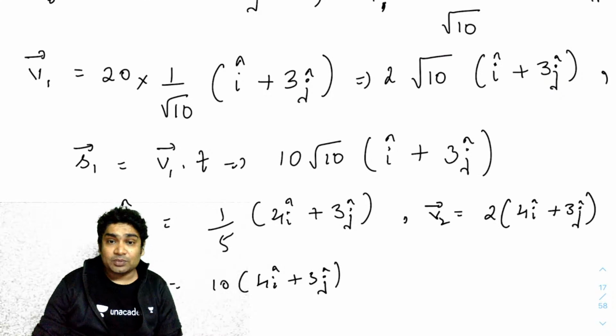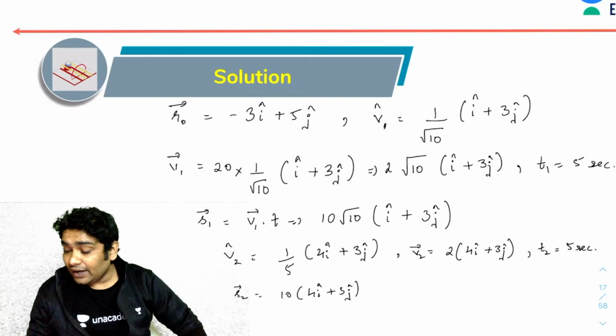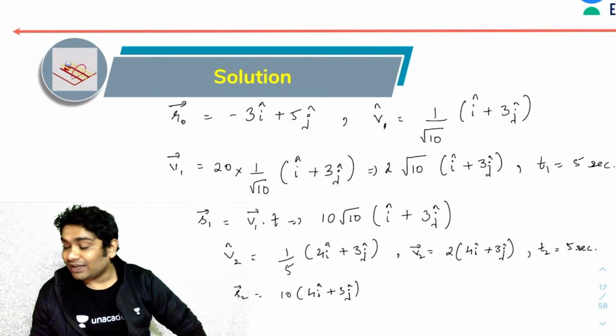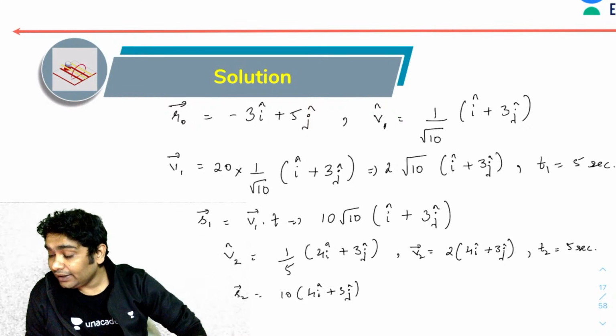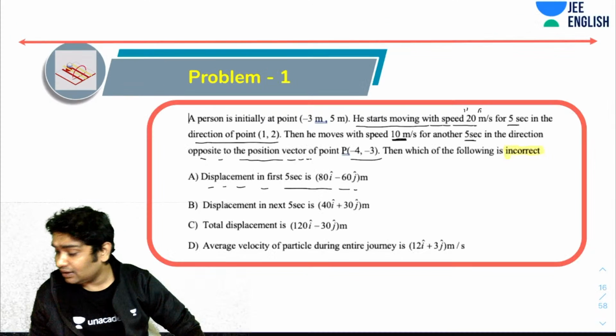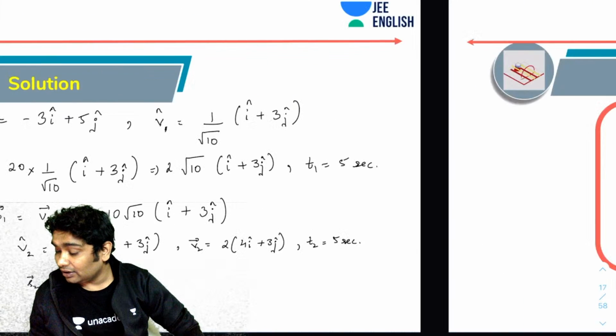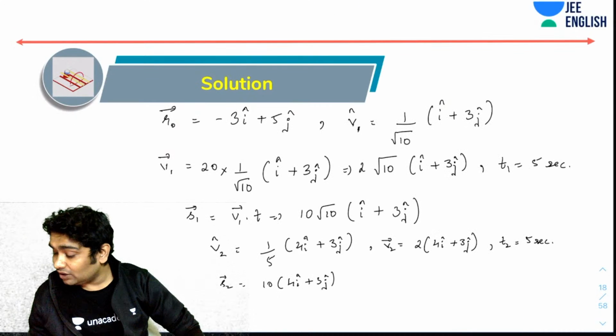So I got the two displacements, and now let's see what the options are asking. Option A says the displacement in the first 5 seconds is 80 i cap minus 60 j cap. Is that the option that we are getting? Displacement in the first one is this. In fact, this is incorrect.